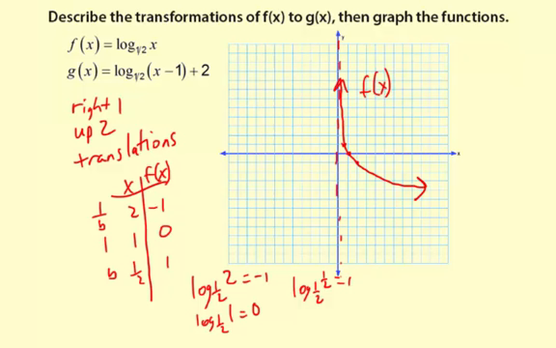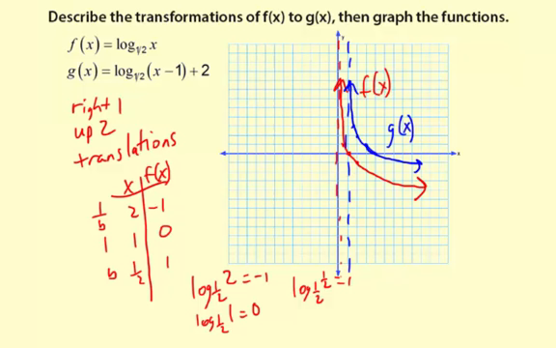Now g of x is a translation, so I'm going to translate each point that I plotted. I'm going to go 1 to the right and then up 2. 1 to the right, up 2. 1 to the right, up 2. My asymptote is also going to translate 1 to the right. Okay, so that's g of x.